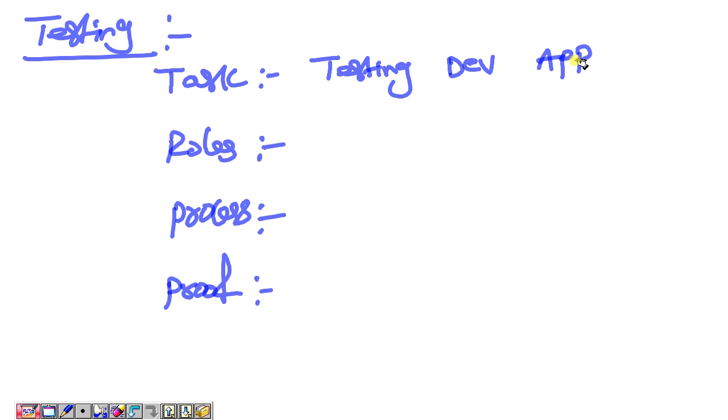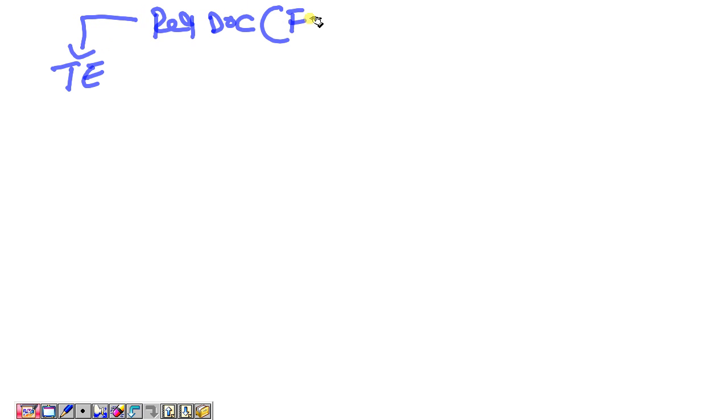This is a task. Who are the roles? Testing engineer. What is the process? What is the proof? Listen here. What is the process? First of all, the testing engineer will receive the requirement document, or we are calling it the FRS document, the functional requirement specifications.